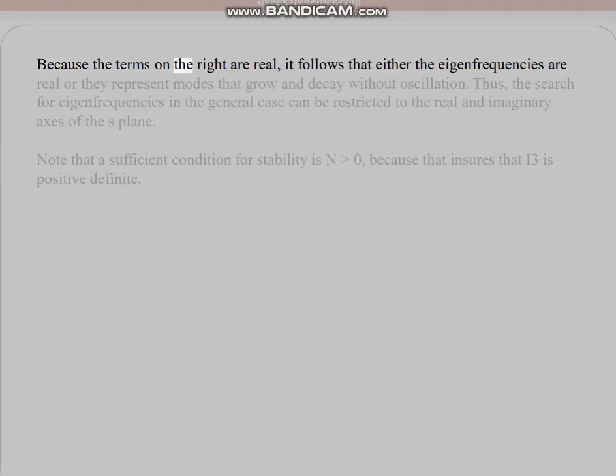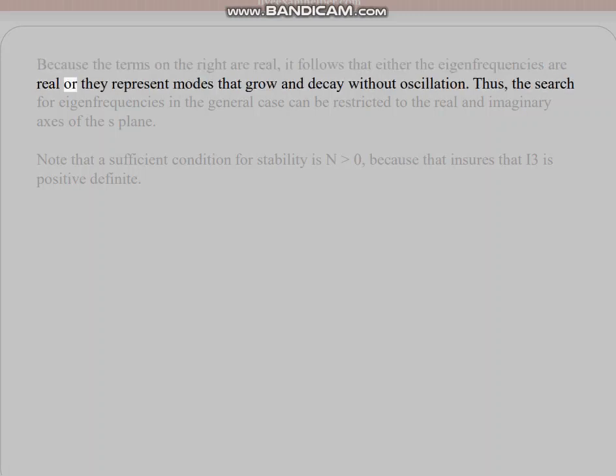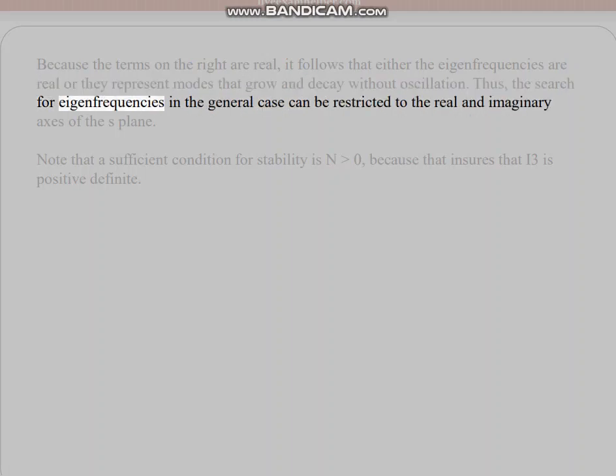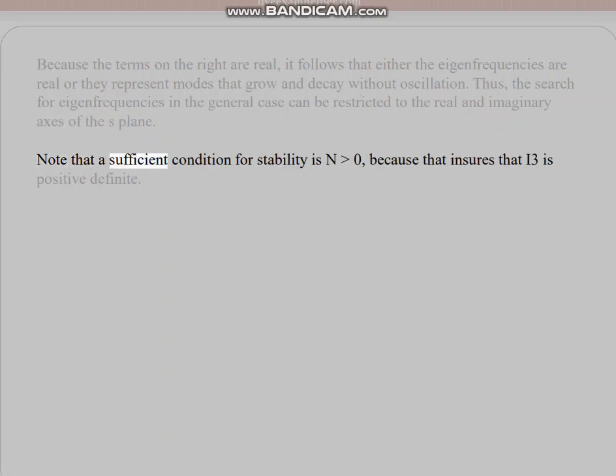Because the terms on the right are real, it follows that either the eigenfrequencies are real or they represent modes that grow and decay without oscillation. Thus, the search for eigenfrequencies in the general case can be restricted to the real and imaginary axes of the s-plane. Note that a sufficient condition for stability is n greater than 0, because that ensures that I3 is positive definite.